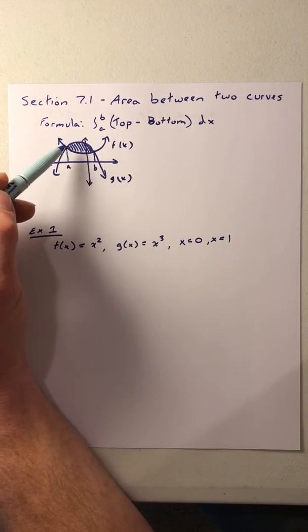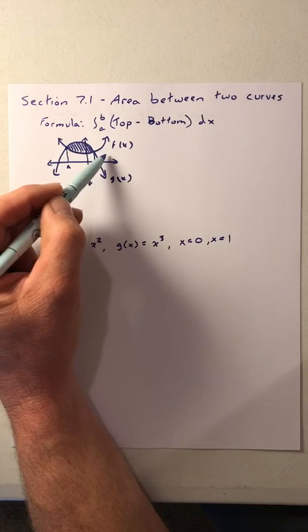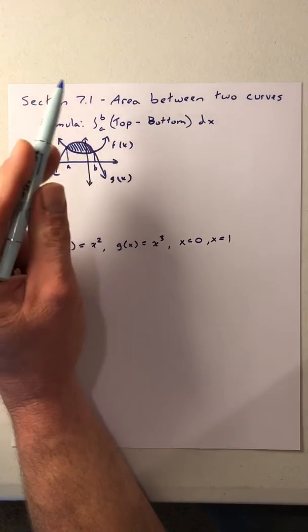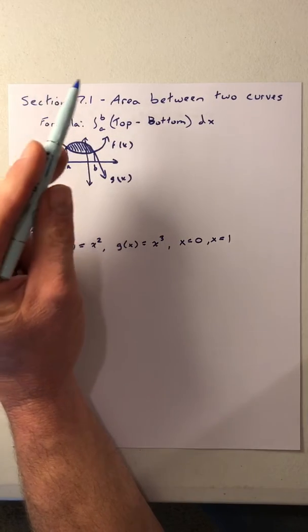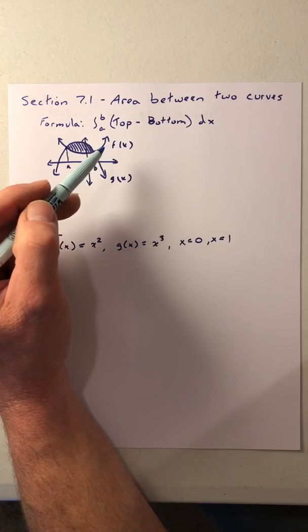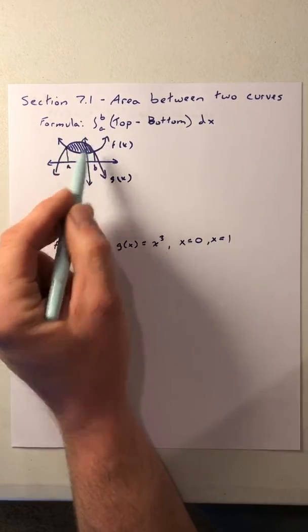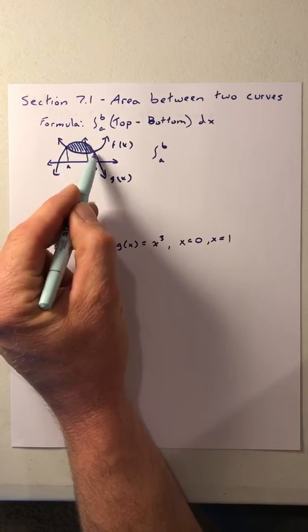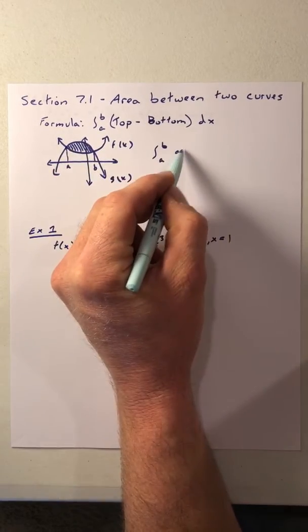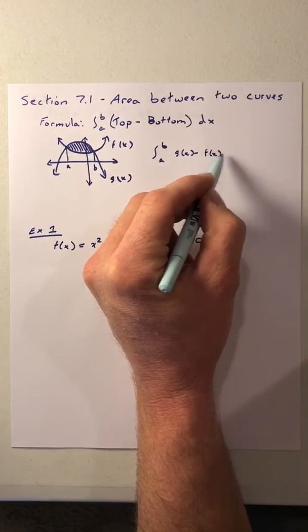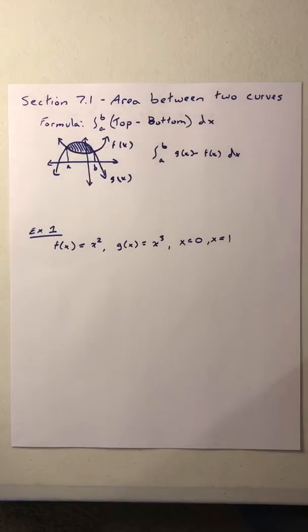Now eventually we're going to find that these regions can overlap, and we can have some where our top curve is f of x and our bottom curve is g of x, or our top curve could be g of x and our bottom curve be f of x. So in this case we would take the integration from a to b of that top curve, which is g of x in this case, minus that bottom curve, which is f of x dx.